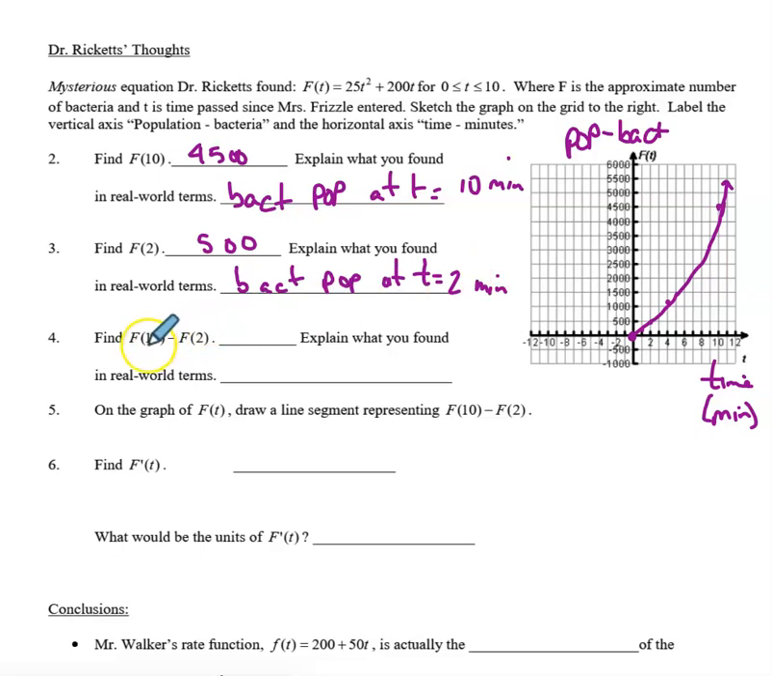So now let's subtract. What's big F of 10 minus big F of 2? Well, that's 4,500 minus 500. So that's 4,000. So what is that in the real world? Well, that is the total change. Does that phrase ring a bell? Total change in bacteria on the interval 2 to 10 minutes.